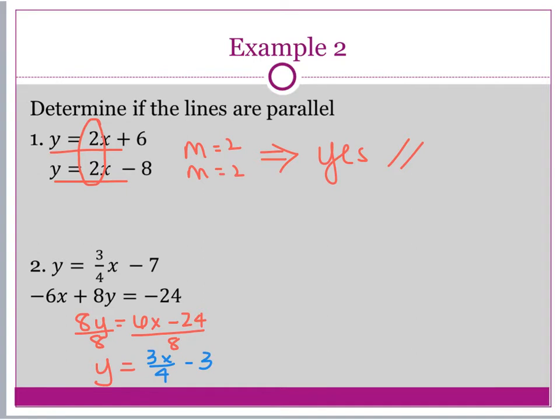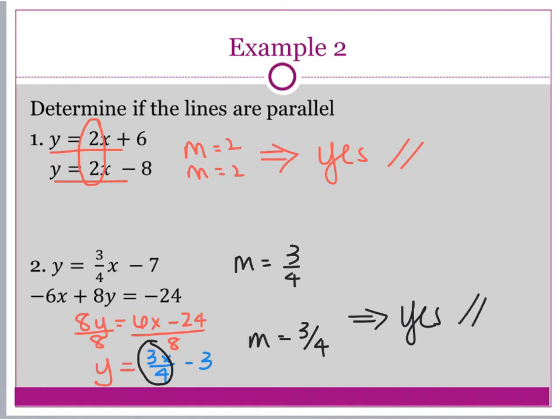So now, when I look at my slopes, I see that for my first equation here, m is equal to 3/4. And then when I come down here to the second equation, I also have a slope that is equal to 3/4. So this is going to tell us that yes, these are parallel. And notice this little symbol here is like a parallel symbol.